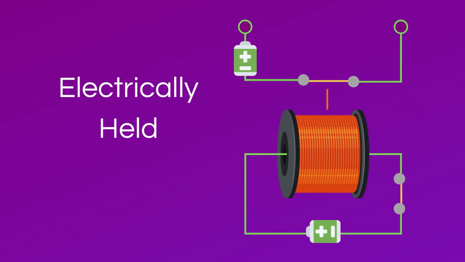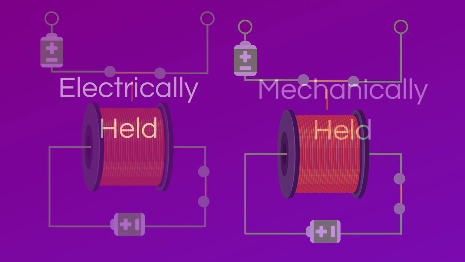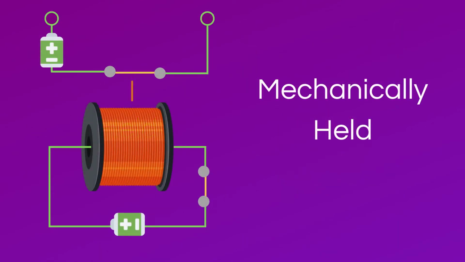An electromagnet works when current flows through it and stops working when the current is shut off. Therefore, a relay is electrically held when it is held in place by the electromagnet. However, a relay can also be held mechanically in place by a built-in locking mechanism.